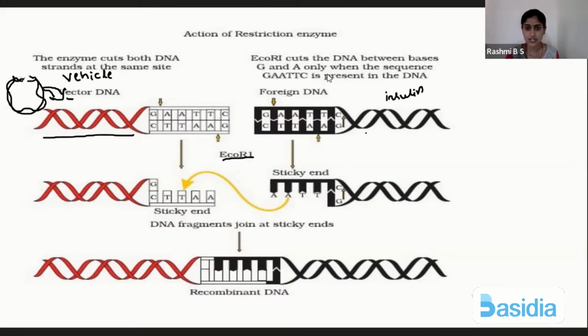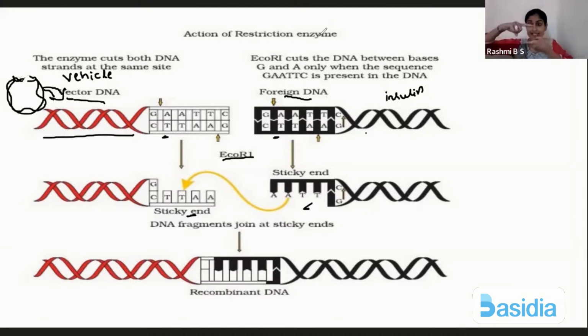Imagine I'm cutting it. So this is the restriction enzyme I used. The same restriction enzyme I'm using to cut the foreign DNA also. I'm using EcoR1 to cut my plasmid as well as the foreign DNA. You can see here, this is vector DNA, this is the foreign DNA, my insulin gene. After cutting with EcoR1, can you see it resulted in sticky ends, right?